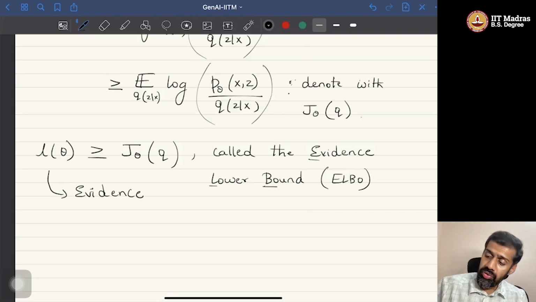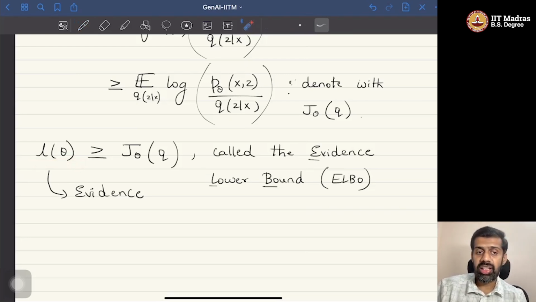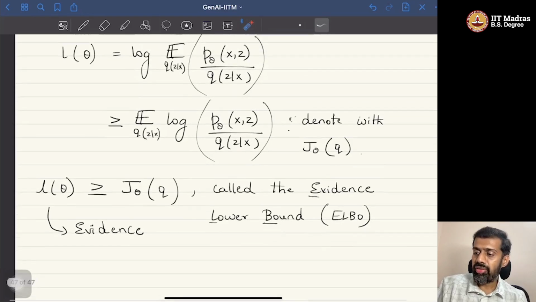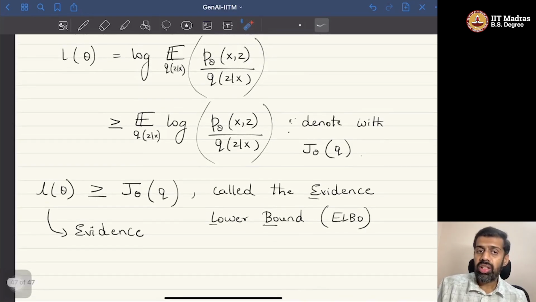Now what did we do? We wanted to find out the model parameters that would maximize the likelihood function. That could not be done because we have a log of an expectation. Therefore, instead of maximizing the function, we are maximizing the lower bound on the objective function, and that lower bound is called the evidence lower bound or ELBO.